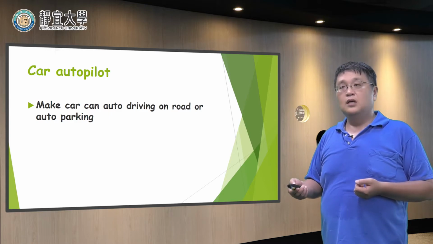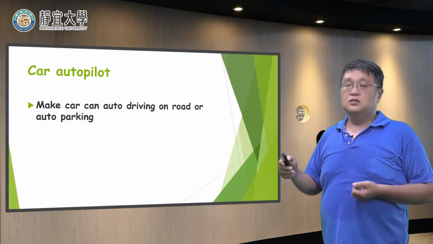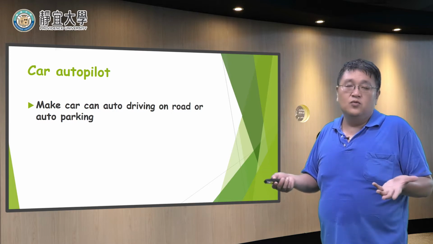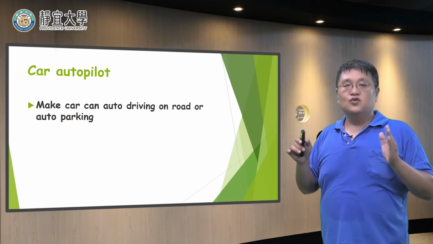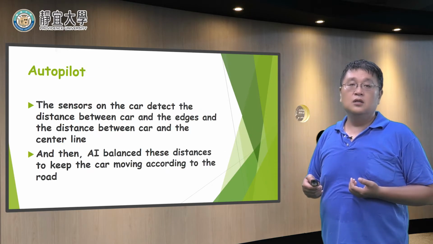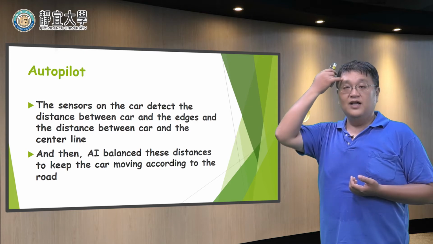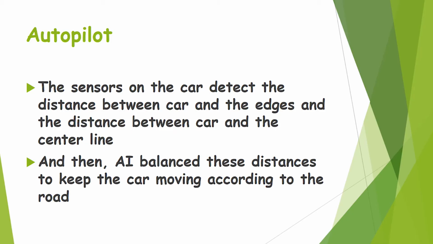For example, we talk about the car autopilot. It is becoming a famous feature right now: driving the car on the road and auto parking, these two ways. A kind of sensor is placed on the car, and the car will try to detect the edge between the side of the road and the center of the road. So you keep the car in the center.